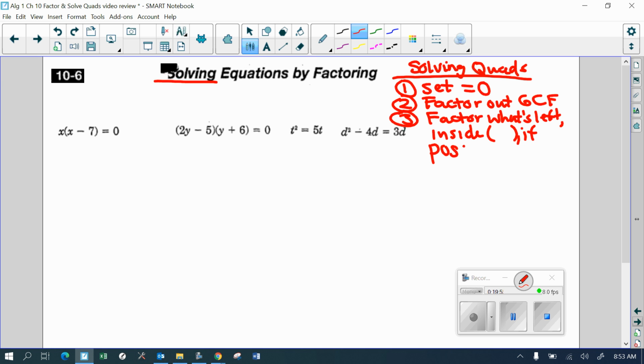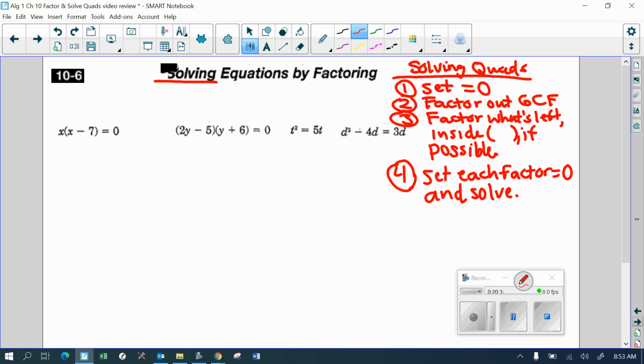And step 4, set each factor equal to 0 and solve. Okay? So they've already done the factoring for us, so we're on step 4 now on problems 1 and 2. We just have to do step 4. They've already done the first 3 steps for us.